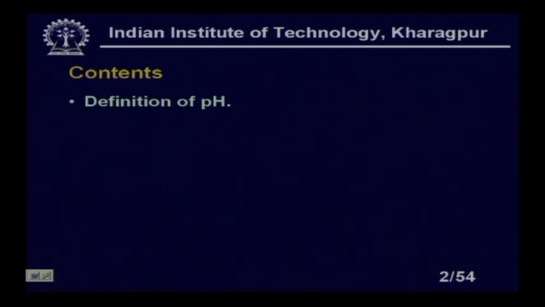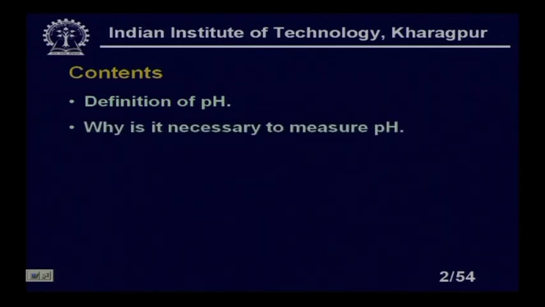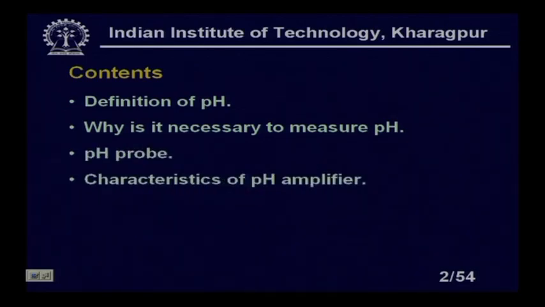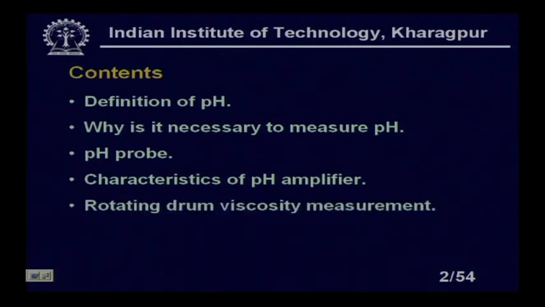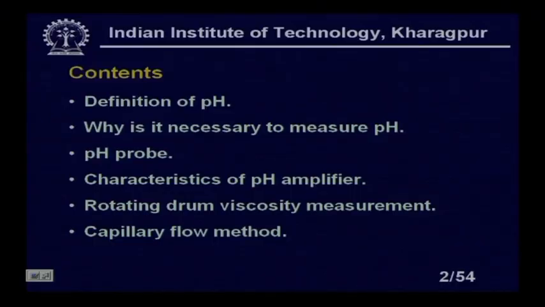The contents are the definition of pH, why it is necessary to measure pH, the pH probe, characteristics of the pH amplifier. Now, for viscosity measurements, we will discuss two types: one is the capillary method and another is the rotating drum method, and some industrial viscosity meters. In industry it is called the viscosimeter. So, rotating drum viscosity measurements, then we will discuss the capillary flow method. Also we will discuss the industrial viscosimeter, which is called the Saybolt viscosimeter, right.